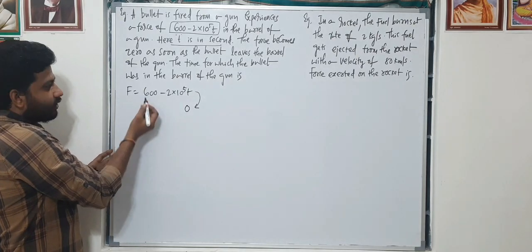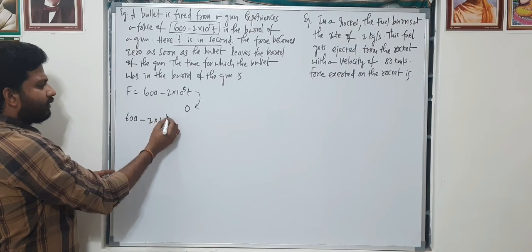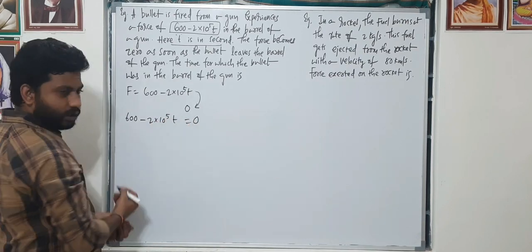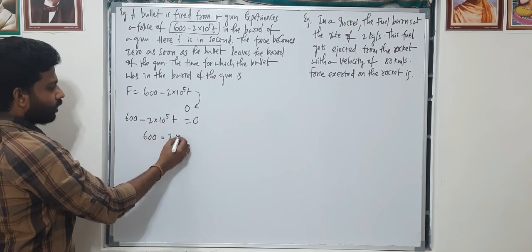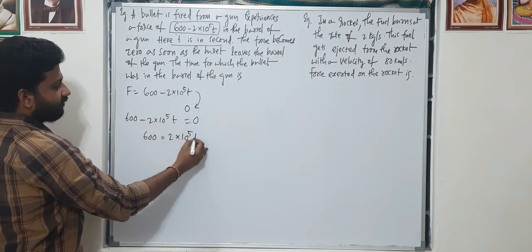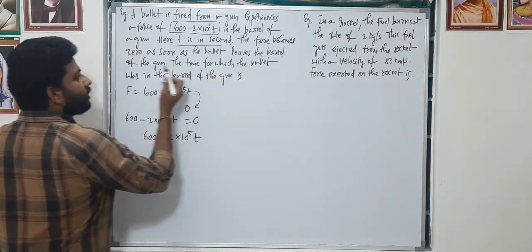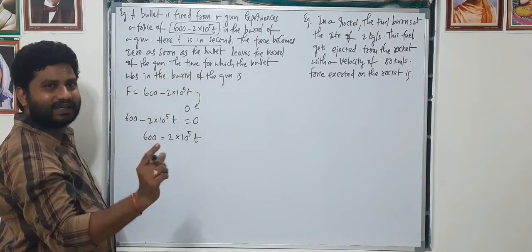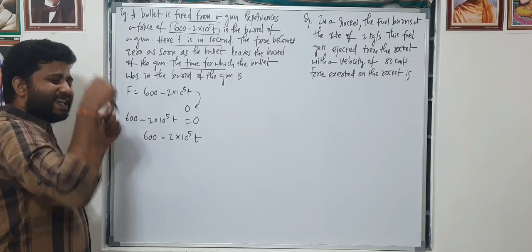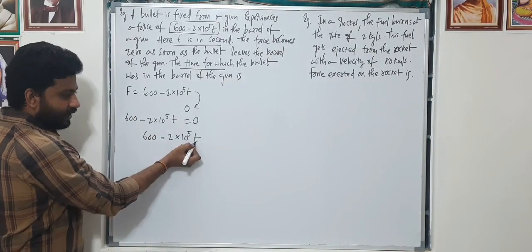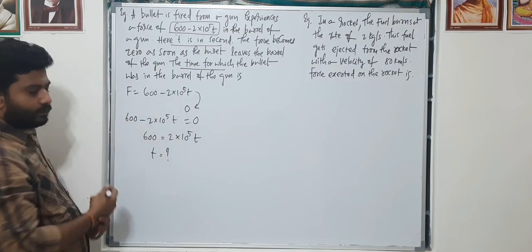When this force is zero, I can write 600 minus 2 into 10 raised to 5 into t is equal to 0. So then I can write 600 is equal to 2 into 10 raised to 5 into t. Now the question is the time for which the bullet was in the barrel of the gun. So this is the time they are asking. So simple. Our aim is to find this time t.